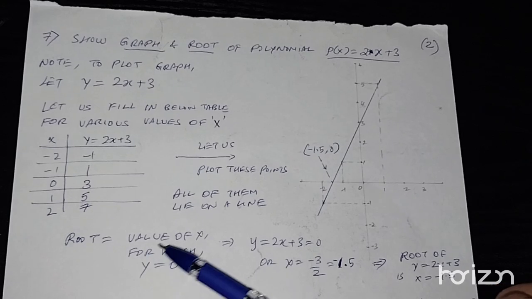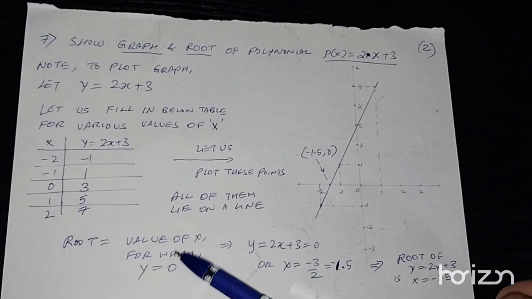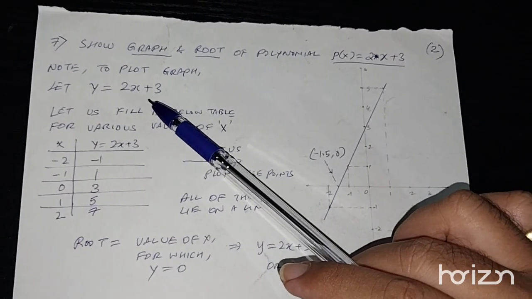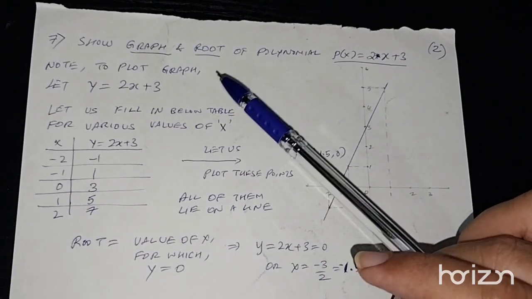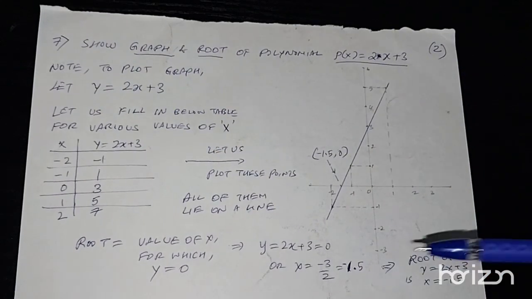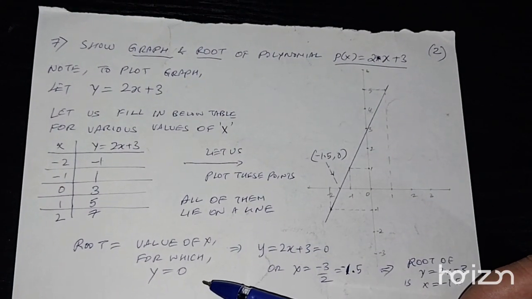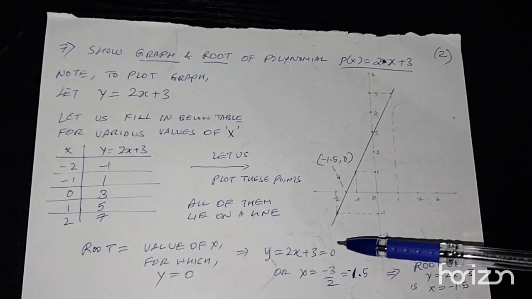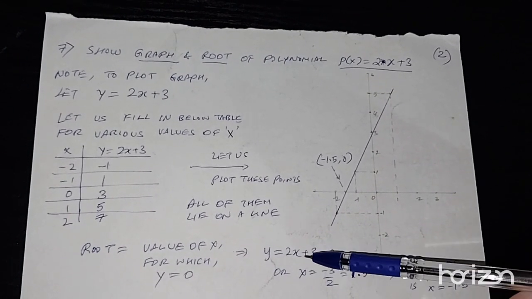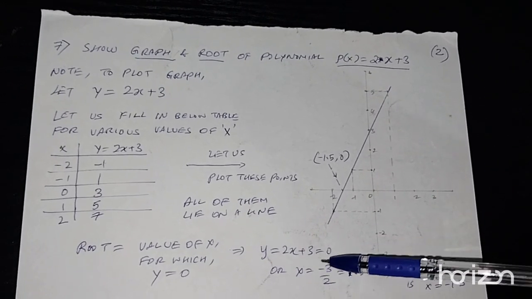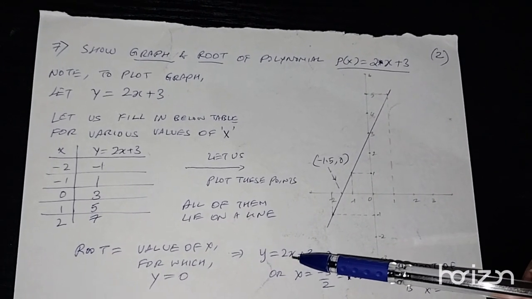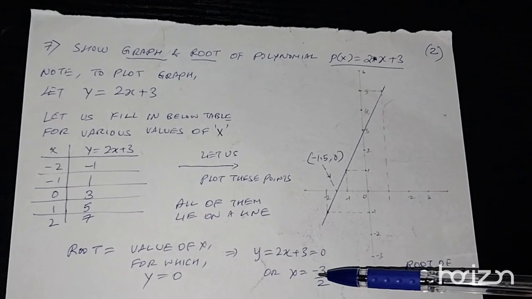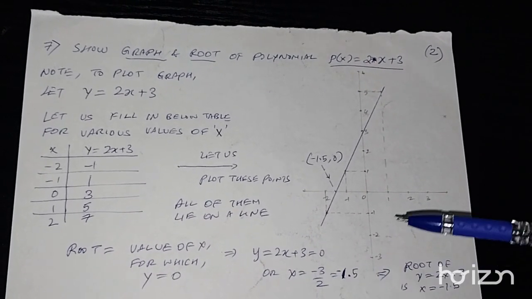Now, what is the root? What is the value at which y becomes 0? Remember, the polynomial p of x, 2x plus 3, will become 0 at a particular point of x. To solve that, put y as 0. So 2x plus 3 is equal to 0. Now 3 can be brought to the other side of the equal to sign, it will become minus 3. And the 2 which is the coefficient of x can be sent to the denominator. So you will get x is equal to minus 3 by 2, that is minus 1.5.